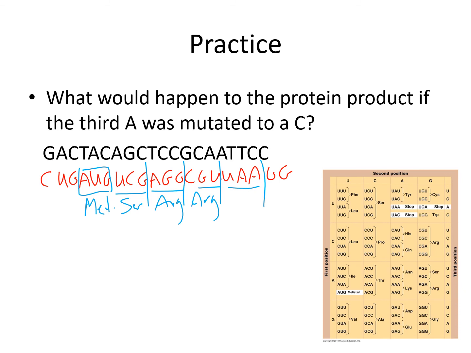All right, now for this mutation, what would happen to the protein product if the third A was mutated to a C? Third A, 1, 2, 3. So if this was mutated to a cytosine, then this would be a guanine, and now the new codon is GCG. So GCG, this would become an alanine. So now it would be methionine, alanine, arginine, arginine. And this would be a missense because you have had a change in one amino acid.